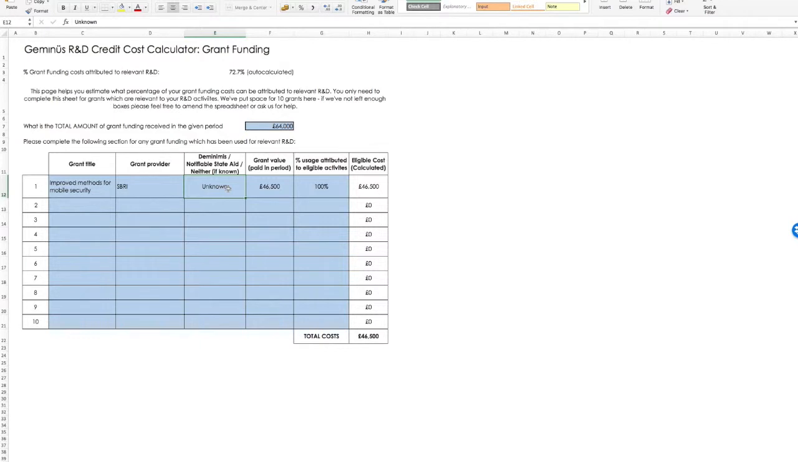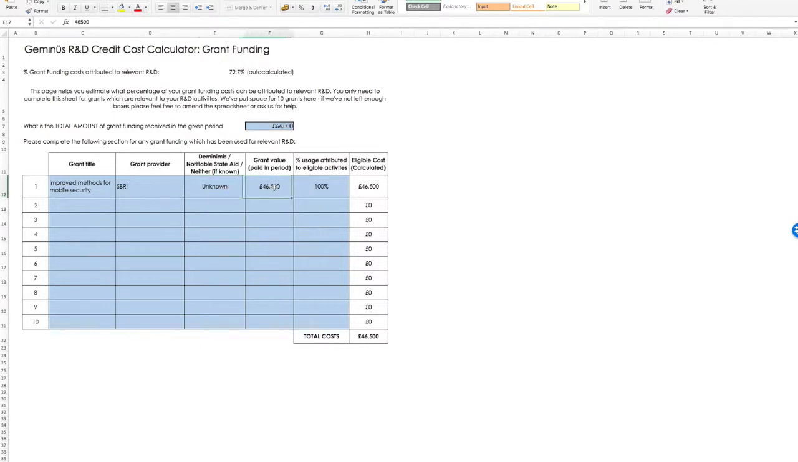The next box is the one you're least likely to know, and that asks what type of money it was. Was it de minimis? Was it notifiable state aid? It should state that on your grant letter, but if you don't know, just put unknown in. Send this to us before our grant meeting and we will find that out for you. This is a very, very important piece of information because this effectively dictates the amount of work within a project that's received grant funding that can be funded under certain specific rates. So we can go out and find that for you if you don't know yourself, so please just ask us the question.